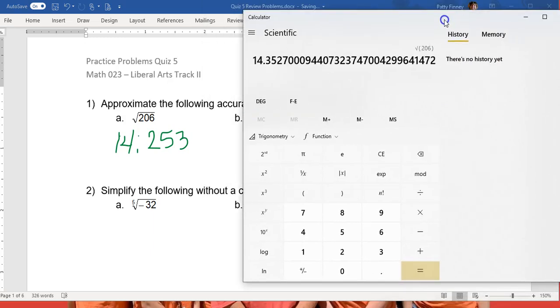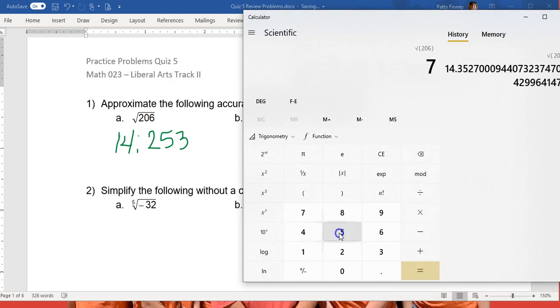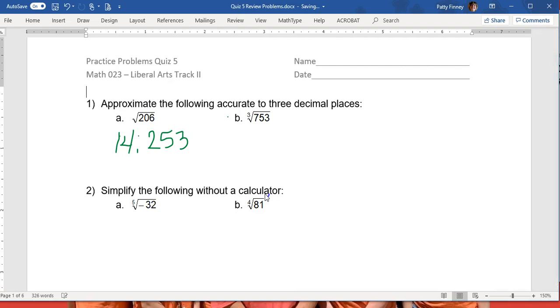The second question says the cubed root of 753, I believe. Yes, 753. So on my calculator, I'm typing 753, and I'm going to do the cubed root. And so I can see the cubed root is right there. So I've got 9.098.